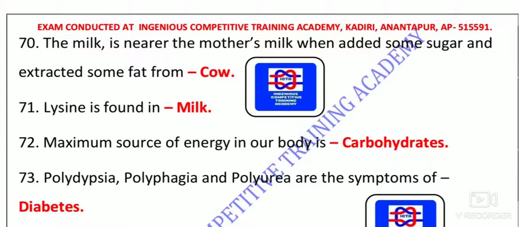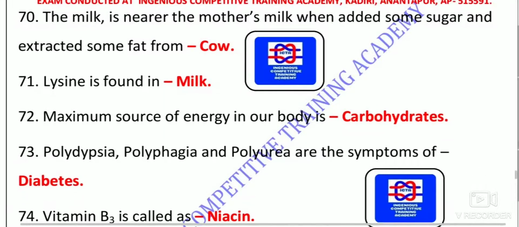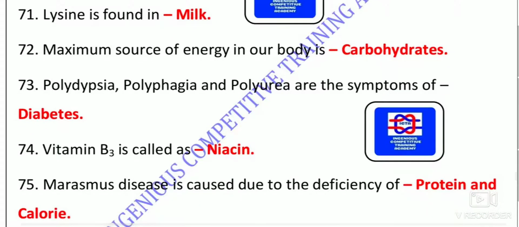Lysine is found in milk. The maximum source of energy in our body is carbohydrates. Polydipsia, polyphagia and polyuria, these are the symptoms of what? Diabetes. We know that diabetes occurs because of less insulin secreted by the pancreas. So polydipsia, polyphagia and polyuria are the symptoms of diabetes.